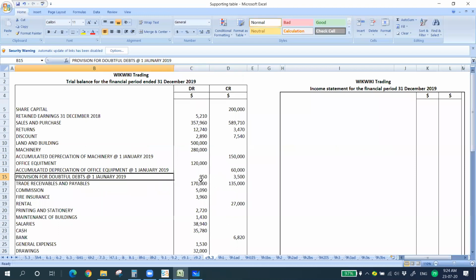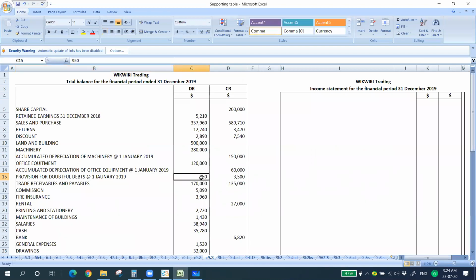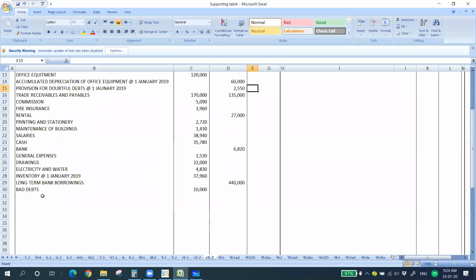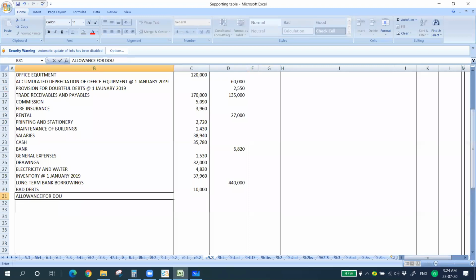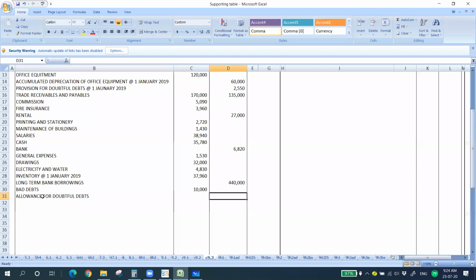When we need to net off, we transfer the smaller amount to the higher amount. So a debit is a positive 950, right? We change to credit, it becomes a minus 950. And then you press equals to formalize it. Next, we have to credit, right? We need to create one allowance for doubtful debts account, 950 on the credit.